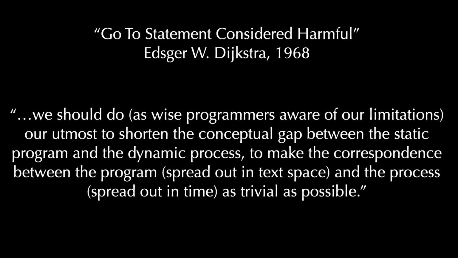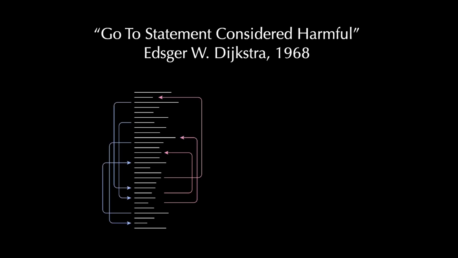Dijkstra's argument was, our brains are pretty bad at imagining things happening over time, and they're pretty good at imagining things in space. And the job of a programming language is to make the layout of the code in space explain how it's going to unfold in time. And he asks a very specific question that helps us see the problem with GOTO.